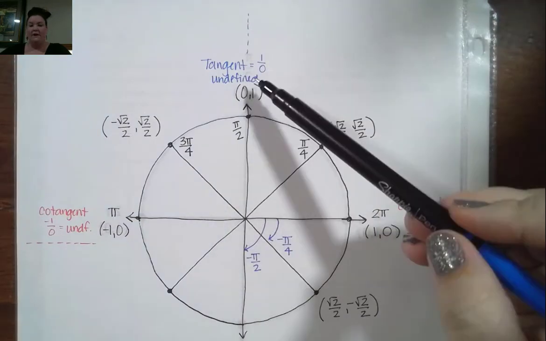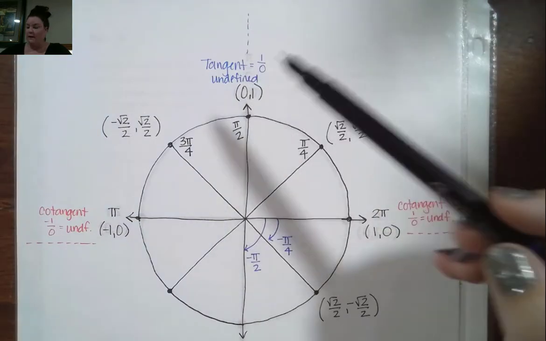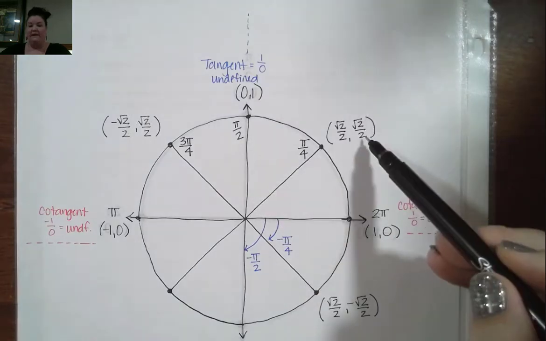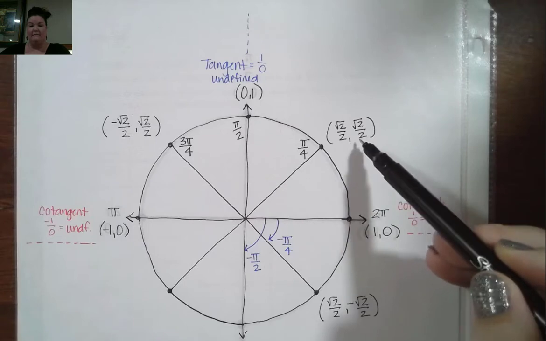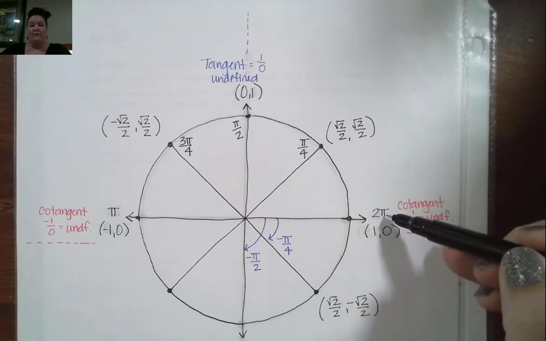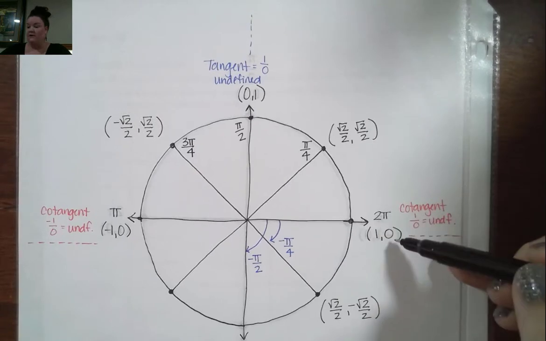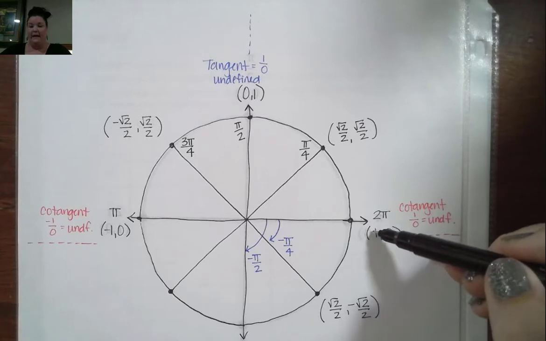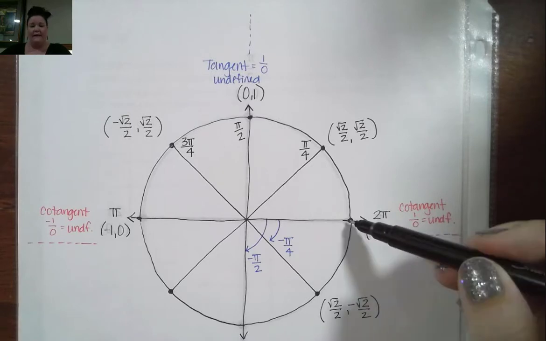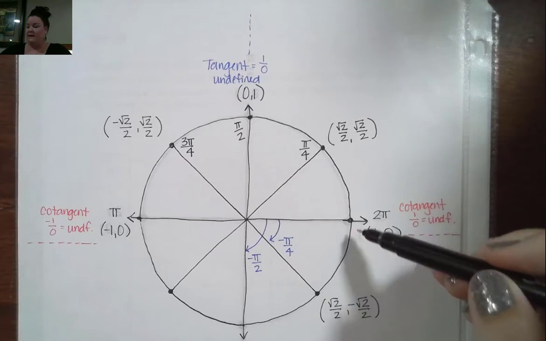So we have our undefined tangent, but at pi over 4, we have a nice pretty tangent value, because if I divide these, that's going to give me 1, right? I also have a pretty tangent value at 0, right? Because at 0, I can do my y divided by my x, and 0 divided by 1 is just 0. So at 0, I get a nice pretty value. And then I can continue down here.